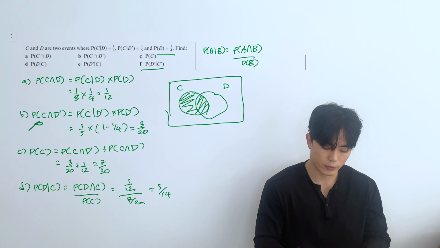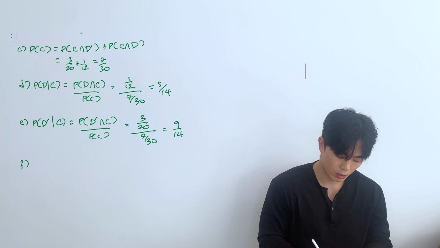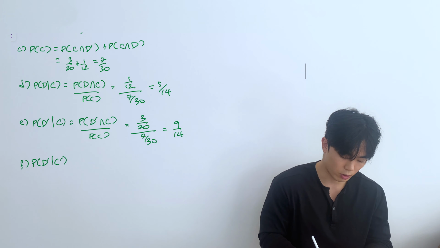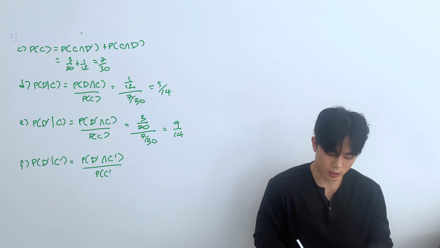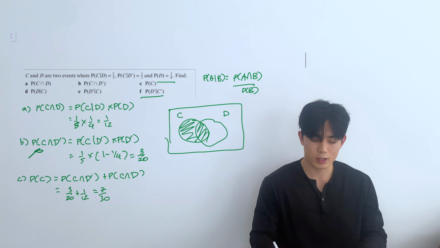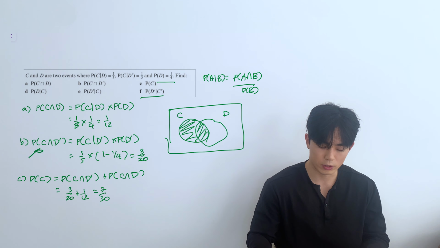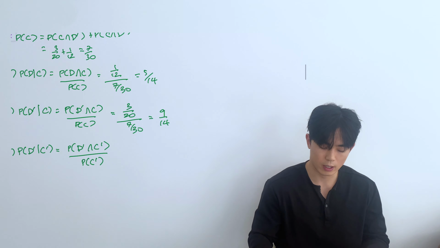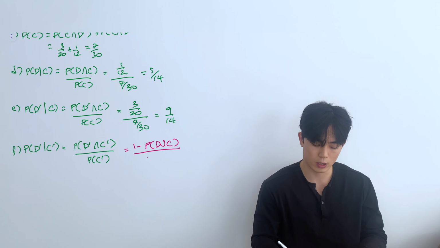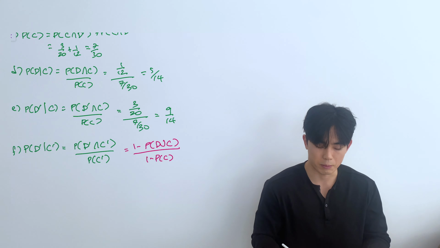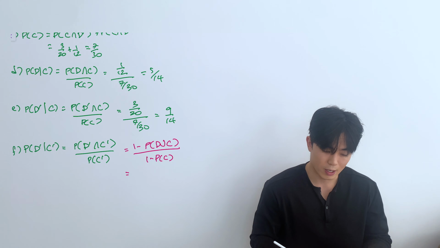And finally, probability of not D given not C. The probability of not D given not C is going to be the probability of not D and not C over the probability of not C. Right, not D and not C will just represent this outer section here, okay? So that represents 1 minus the probability of D union C, which we learned in the previous video, over 1 minus probability of C to get probability of not C. Right, 1 minus D union C.